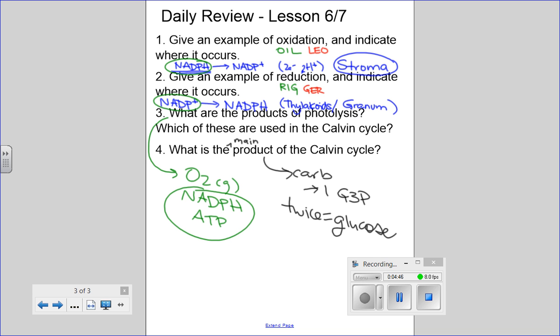So, the product of the Calvin cycle is a carbohydrate. That's what we're getting at. 1 Calvin cycle gives me a small carbohydrate, G3P. It has 3 carbons. When the Calvin cycle happens twice, then I get my molecule of glucose that has 6 carbons.